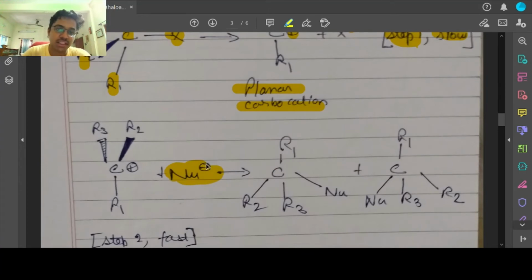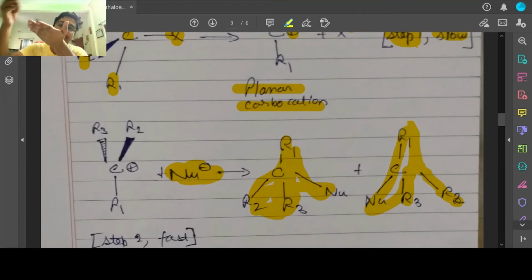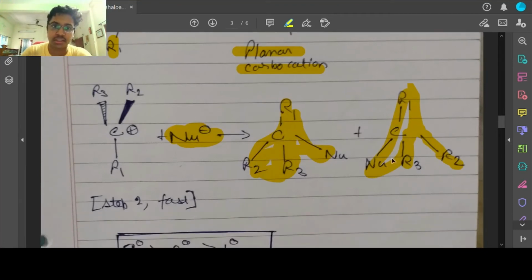This negatively charged nucleophile reacts with the positively charged carbon and forms these two compounds. You may ask why two compounds are formed and not one. This is because there are two planes. The nucleophile can attack from above, and it can also attack from below. See, my palm is a plane, so the nucleophile can attack from above or from below, so it can form two compounds. These are the two possibilities.